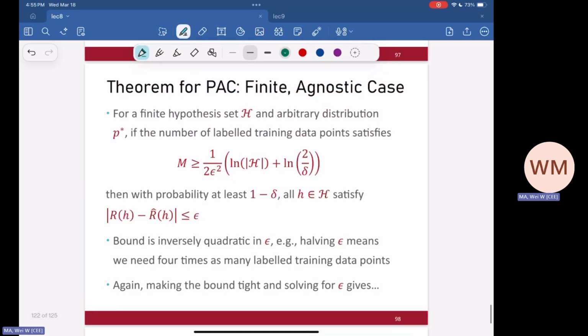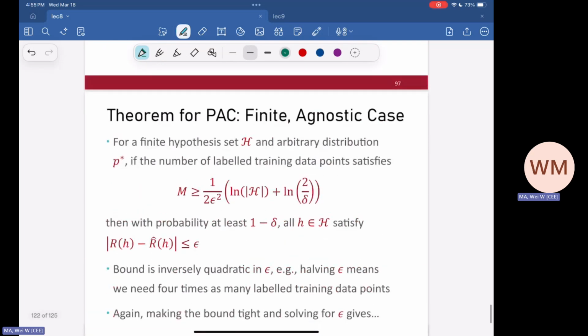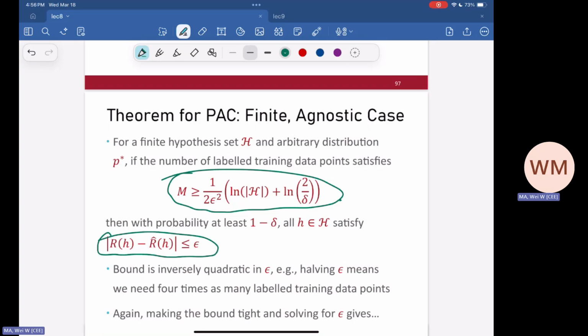I skipped the proof. It's actually pretty complicated. Another case is the finite and agnostic case. In this case, the inequality is a little bit different, and you can prove that this one is larger than that one. Also, here we cannot prove the true error goes to 0. We can only prove that the true error is close to the training error, because it's agnostic.